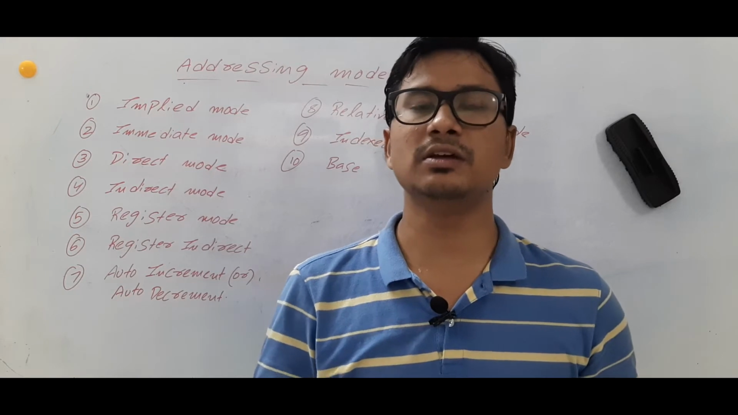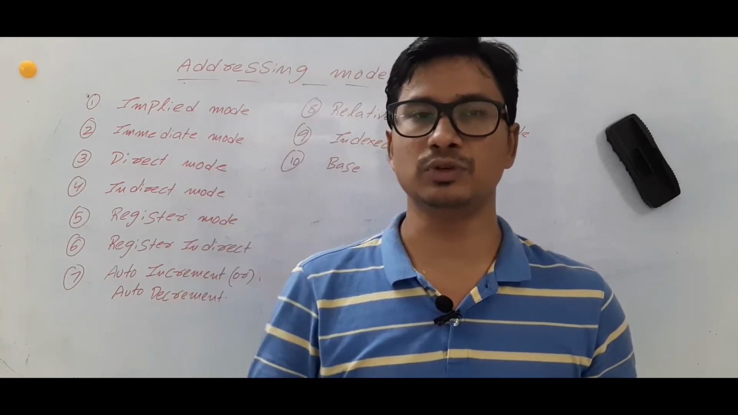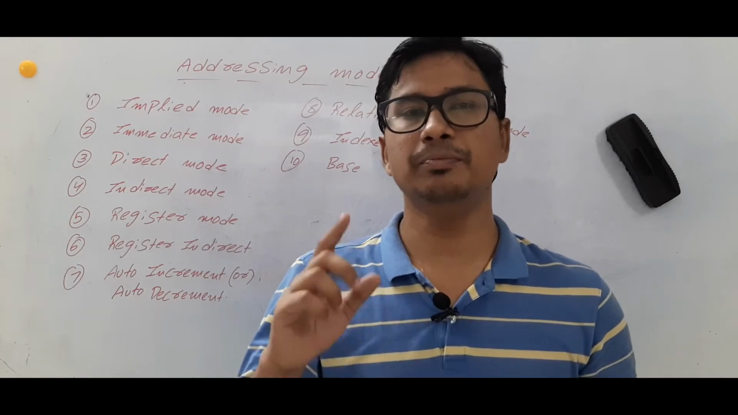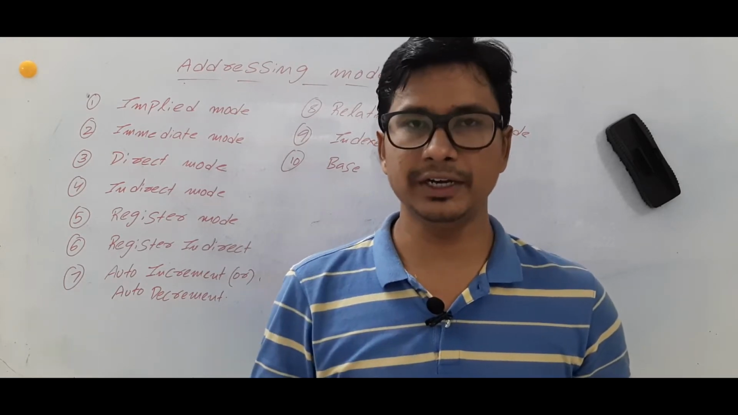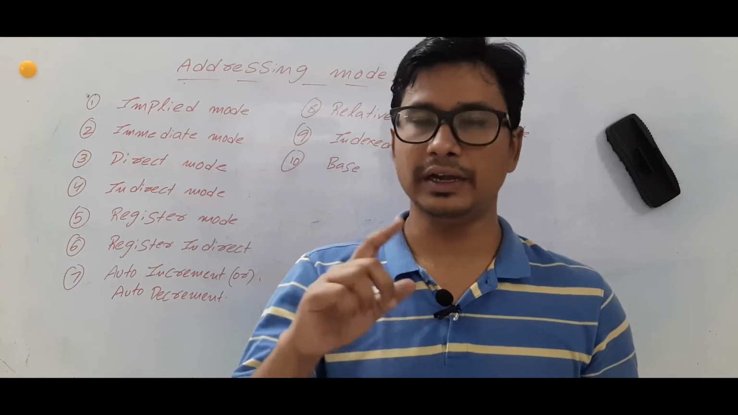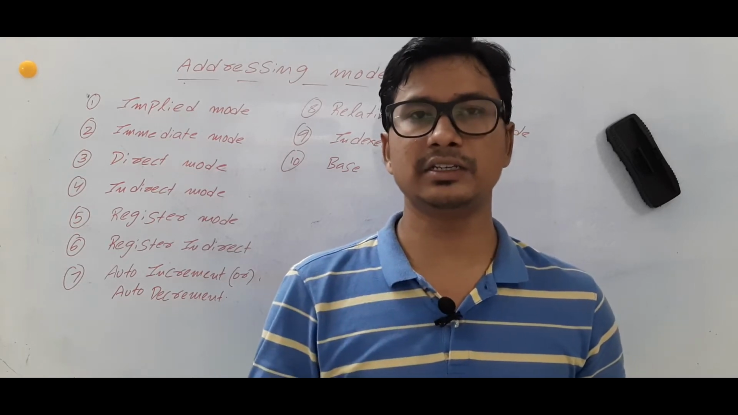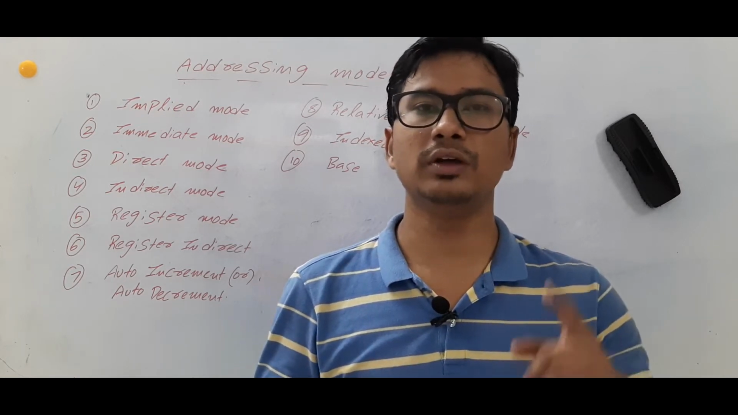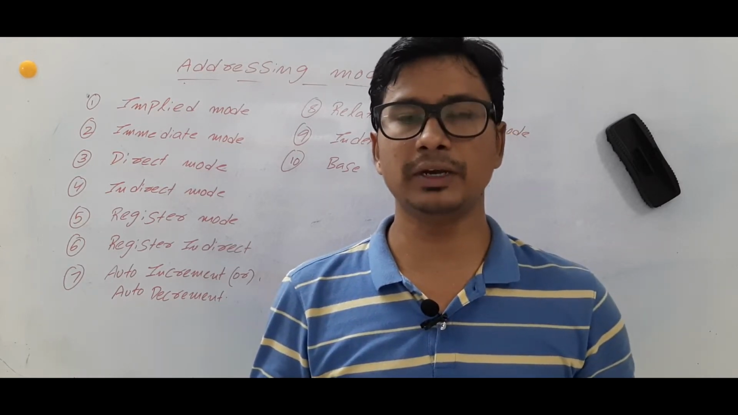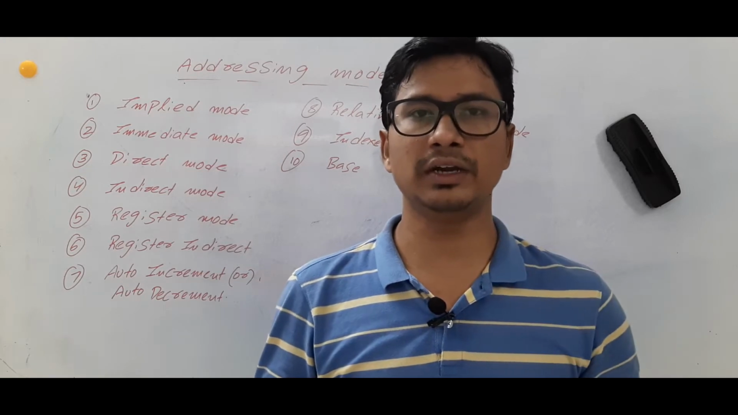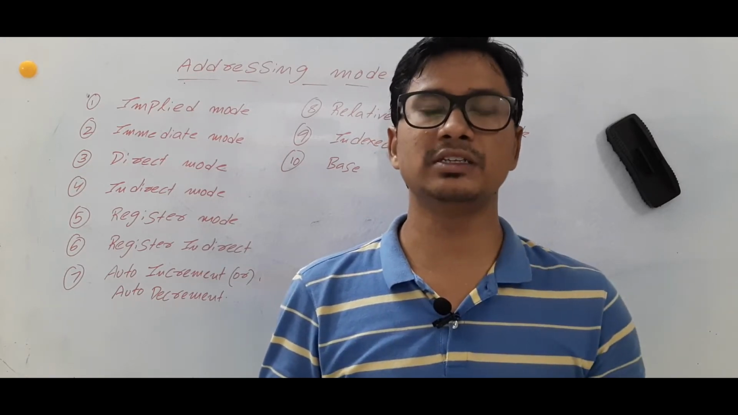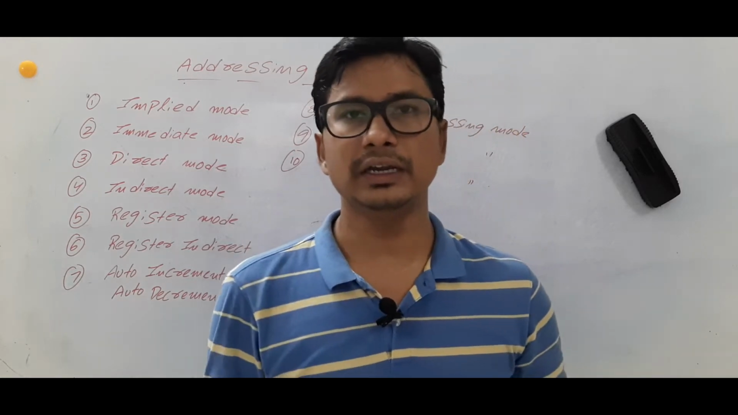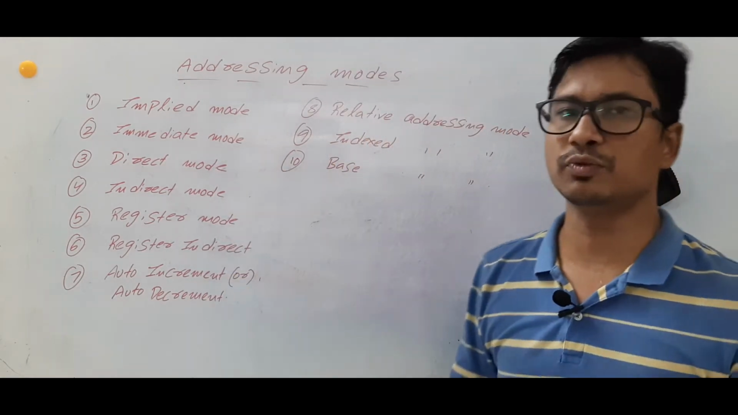Now let me discuss various types of addressing modes. Totally we have 10 types of addressing modes. One is implied addressing mode, immediate addressing mode, we have direct addressing mode, indirect addressing mode, register direct addressing mode, register indirect addressing mode, auto increment or auto decrement addressing mode, we have relative addressing mode, we have base addressing mode, and we have indexed addressing mode. So totally we have 10 types. So let me discuss each one in detail.